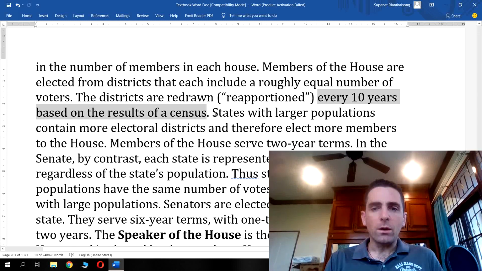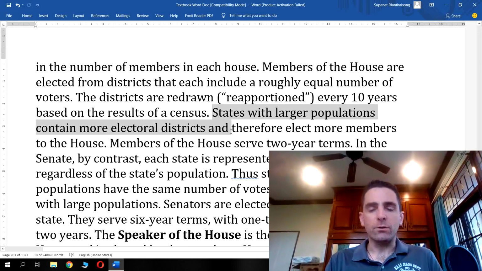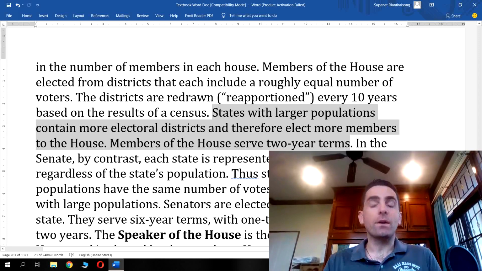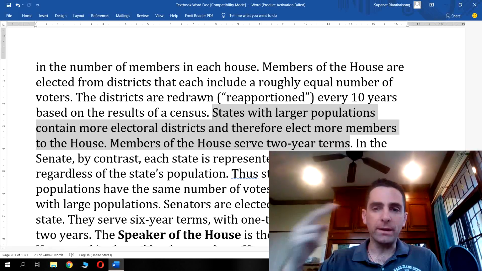So states with larger populations contain more electoral districts and therefore elect more members to the House. We've said that already. Members of the House serve 2-year terms. Okay, so if you get elected to the House of Representatives, you can't stay there for your whole career. Every 2 years, it's rotated.